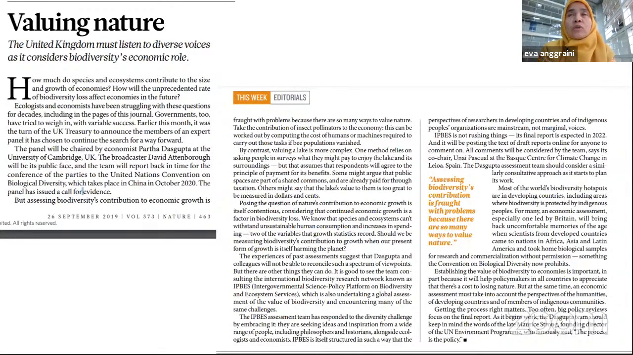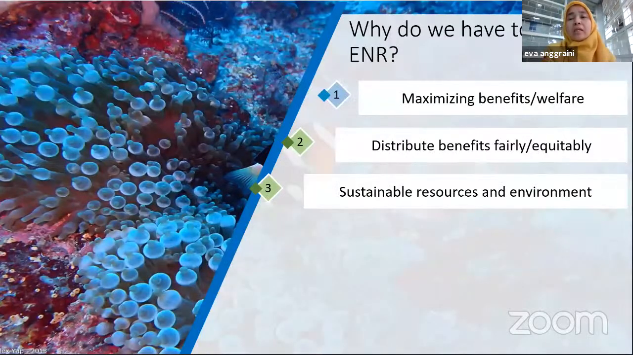We know that biodiversity provides intangible services, provided by the forest and by the marine environment, for example. But we would like to see how biodiversity plays a role in the economy. So the question then is, why do we have to manage environmental and natural resources?